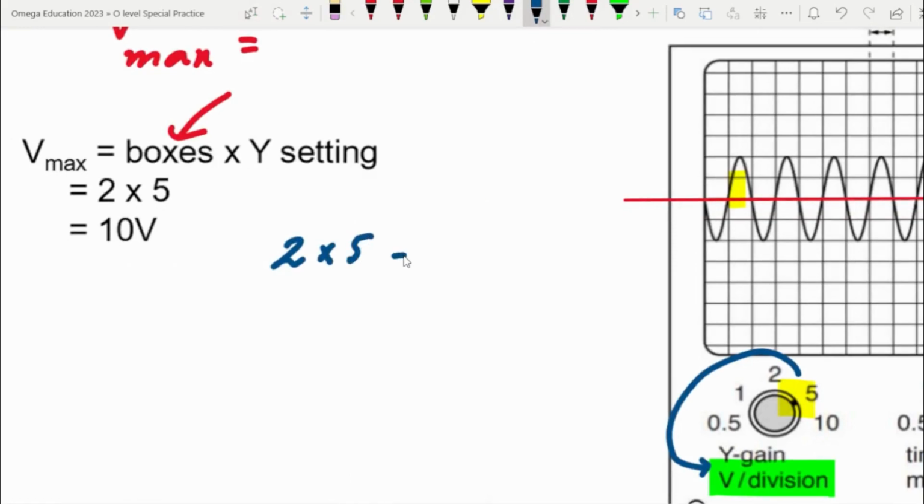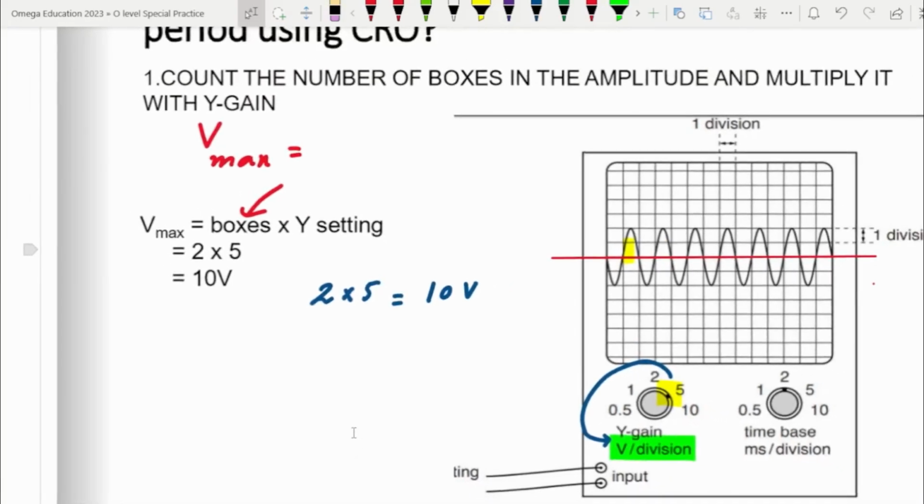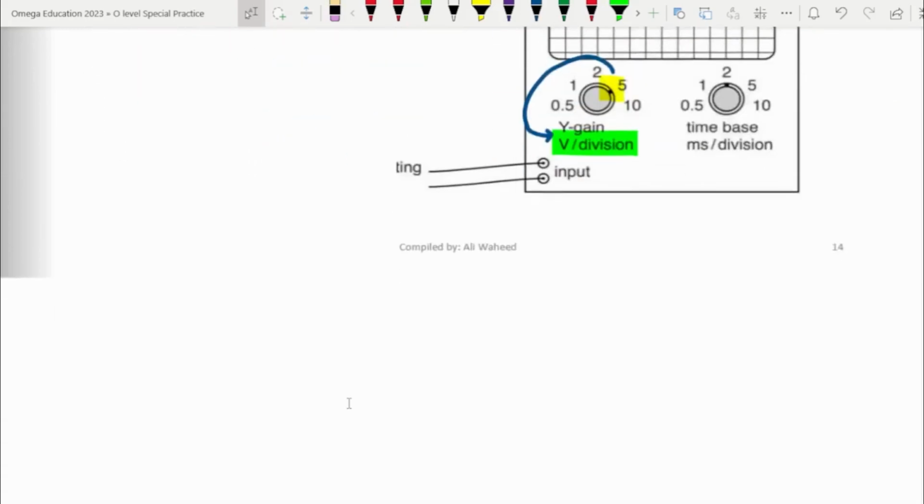Then we have 2 small squares. So how many volts would we have? 10 volts. So 10 volts is the maximum value, aka the amplitude of the signal. So the amplitude of the signal is 10 volts. So this is how we find the maximum voltage or the maximum value of the signal. First we count the number of boxes, and we multiply by the y gain.